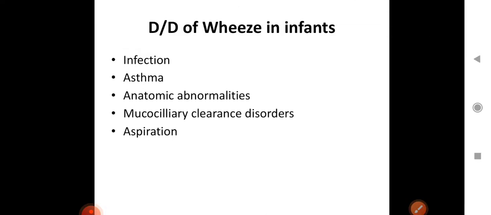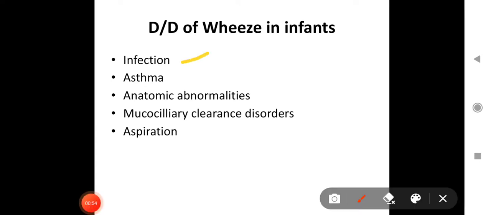If you get an infant with wheezing, then the cause may be infection, asthma, anatomic abnormalities of the air passages which cause narrowing of the air passage, or any mucociliary clearance disorders like cystic fibrosis or any pancreatic insufficiency. And aspiration may also cause wheezing in infants. So these are a few common causes of wheeze.